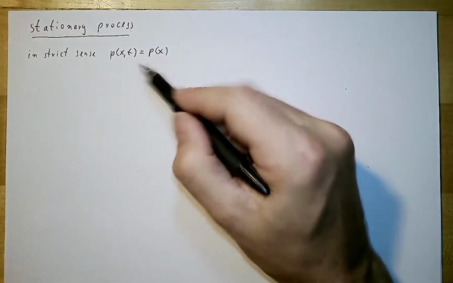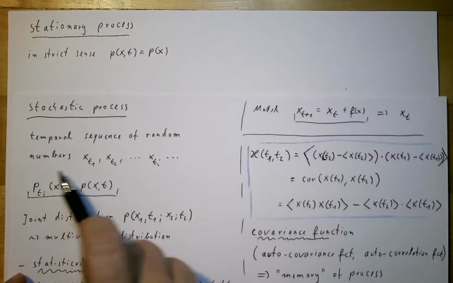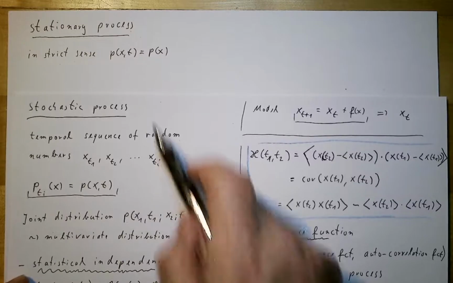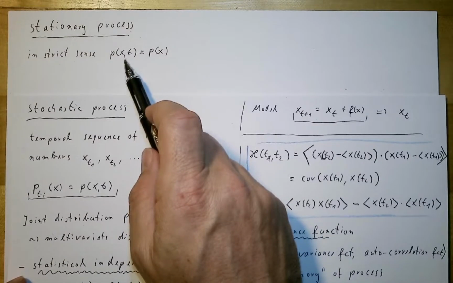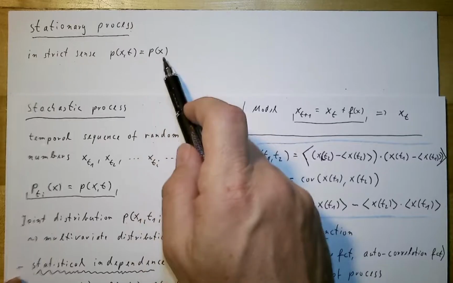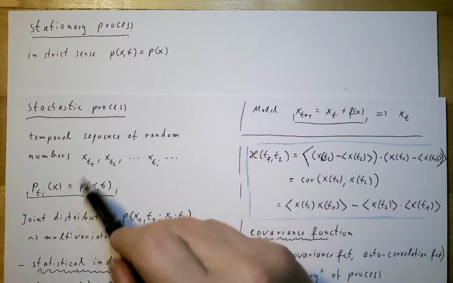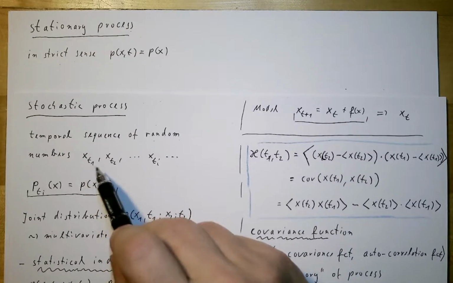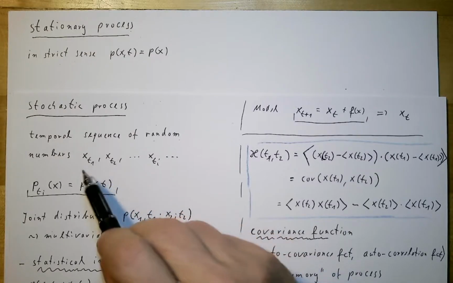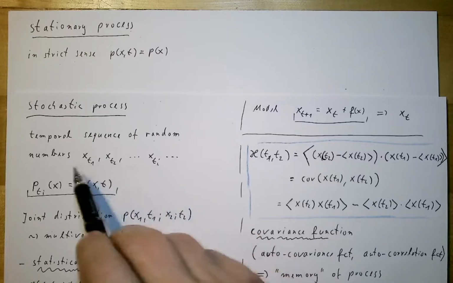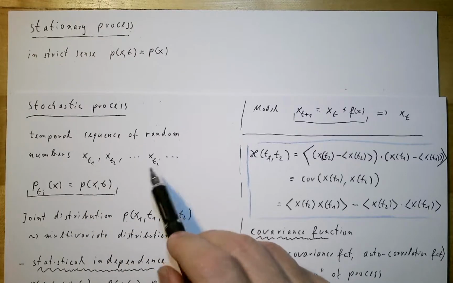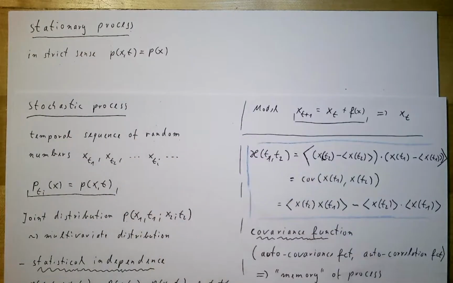So this means we still have a sequence of random numbers. We still have a process which evolves in time, but the probability distribution doesn't care about this. At every time point we have the same probability distribution. Yeah? So that means, for example, if we take a repeated throw of a dice, so at every time point we take the same dice, we get a sequence of random numbers, but it's always from the same distribution. That would be stationary.